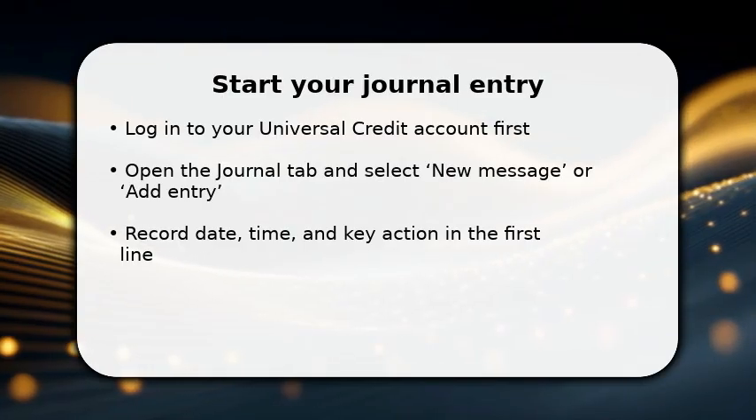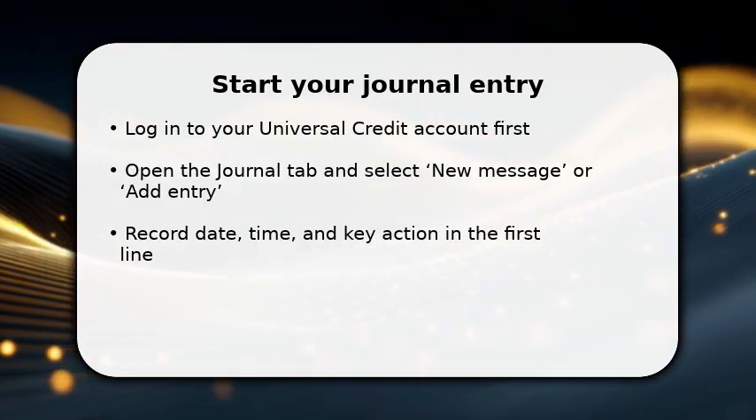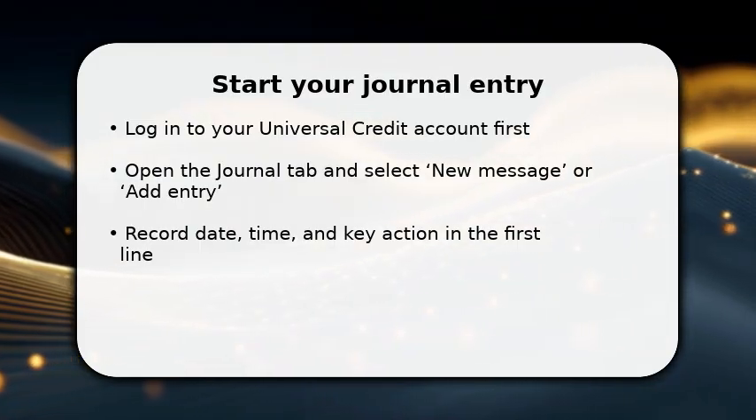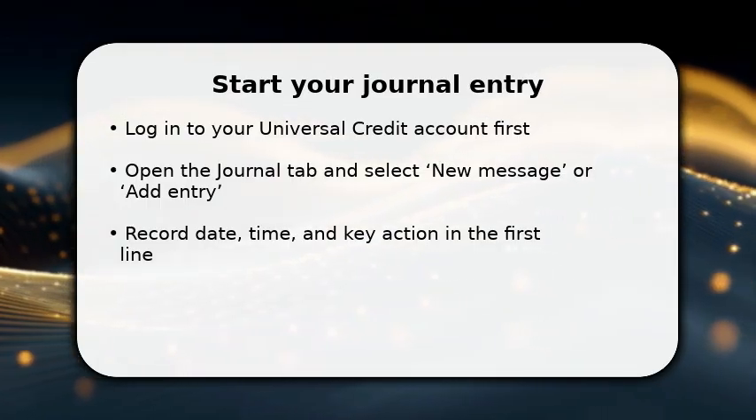You begin by opening your Universal Credit Journal and creating a new entry. Explain what you did and why. For example, you reported job search activity or a change of circumstances. Include date and time so advisors can track events.